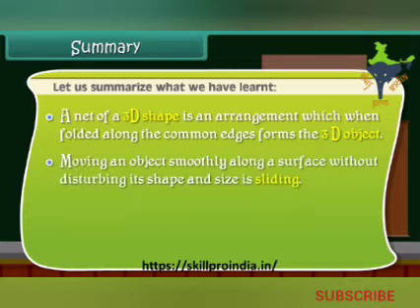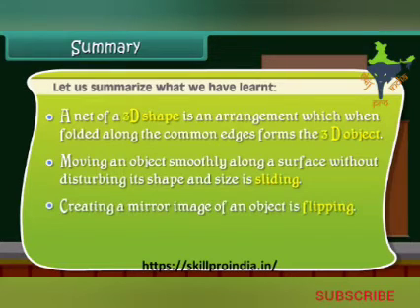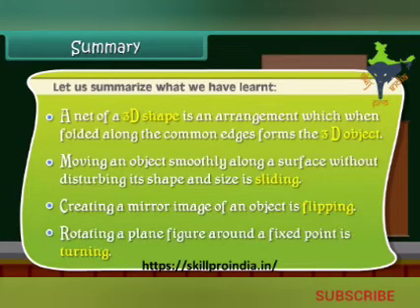Moving an object smoothly along a surface without disturbing its shape and size is sliding. Creating a mirror image of an object is flipping. Rotating a plane figure around a fixed point is turning.